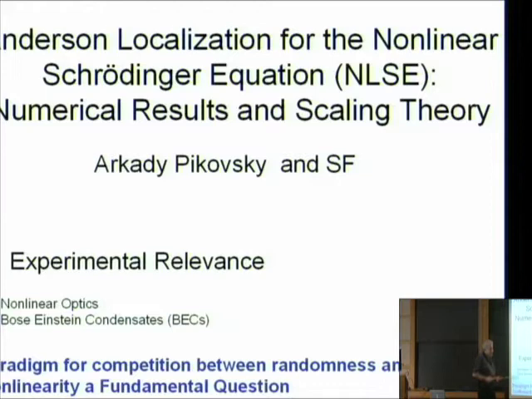Now, the experimental relevance of this system is to nonlinear optics, where the wave function, the electric field of the light, plays the role of the wave function, and the propagation direction plays the role of time. And there, the nonlinear Schrödinger equation is a good approximation, but it's not the exact equation. And Bose-Einstein condensates in the mean field description, what's known as the Gross-Pitaevskii equation, and it's not clear that with randomness, it will be a good description for the system.